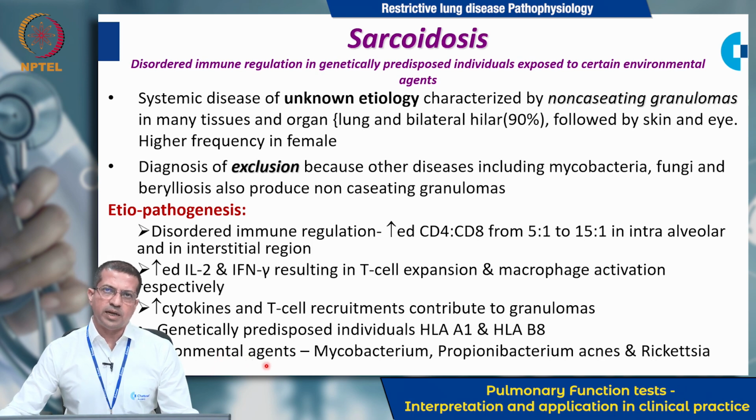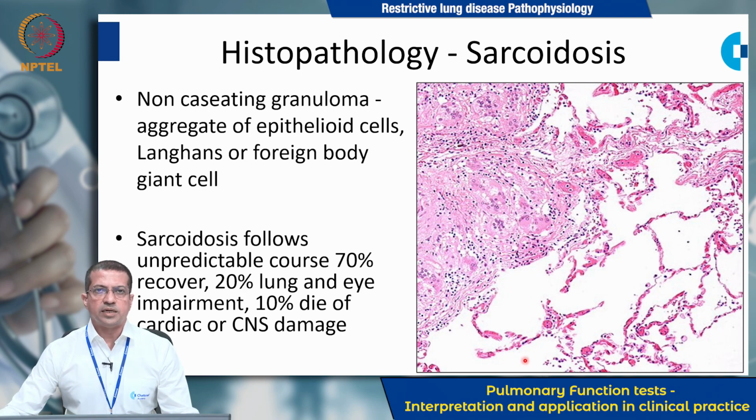Some environmental agents have also triggered sarcoidosis, like Mycobacterium avium intracellulare, Propionibacterium acnes, and Rickettsia. So these are all the ways sarcoidosis gets triggered and forms granulomas.